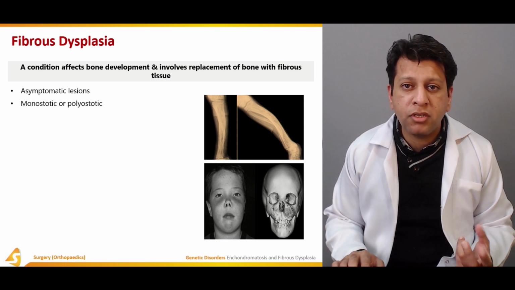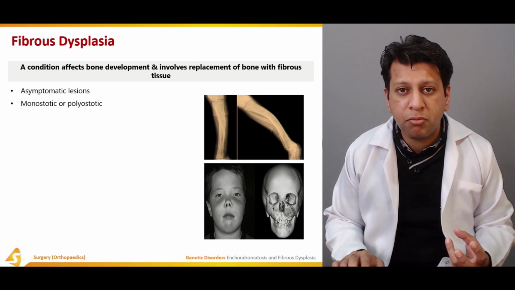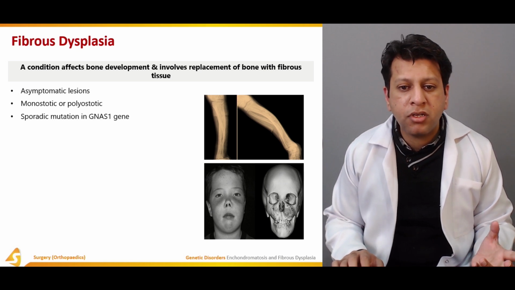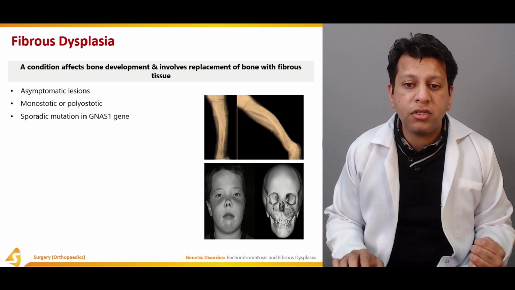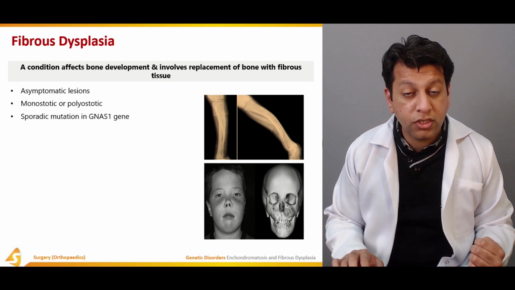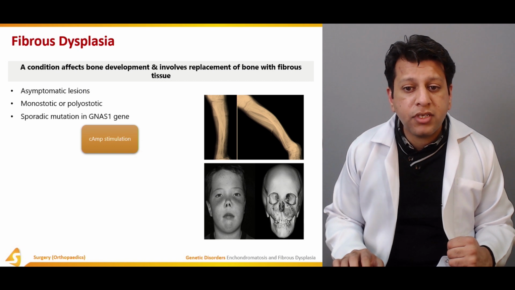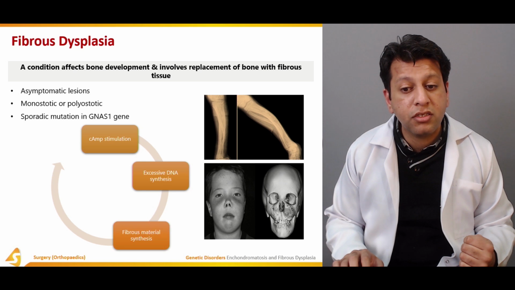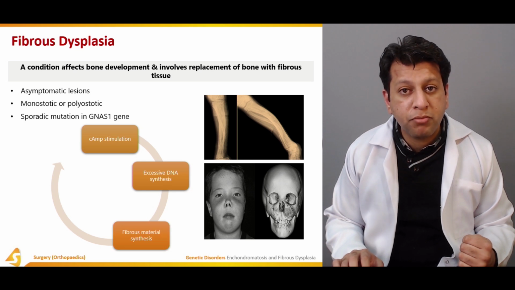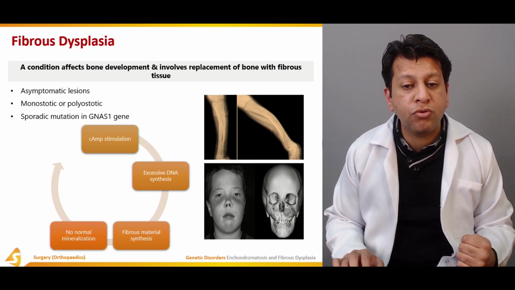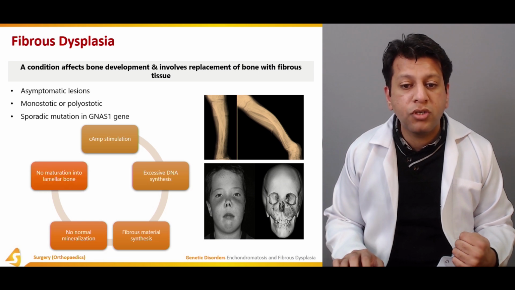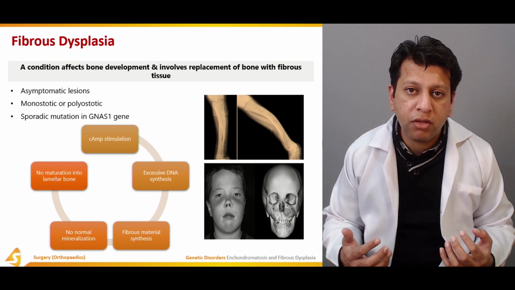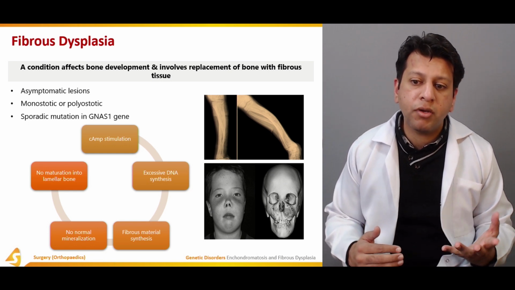A bubble-shaped lesion may be present in the tibia. There may be multiple bubble-shaped lesions present in the tibia. It's usually associated with a sporadic mutation in the GNAS1 gene, which causes increased cyclic AMP stimulation, which causes excessive DNA synthesis, eventually leading to fibrous material synthesis and no normal mineralization. Eventually, instead of maturation into normal lamellar bone, this results in a fibrous bone.